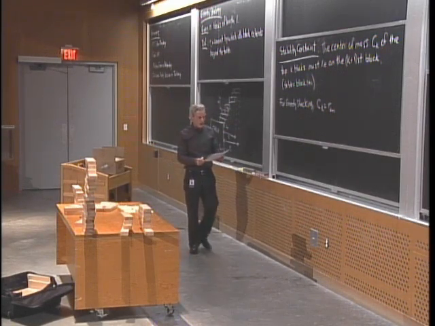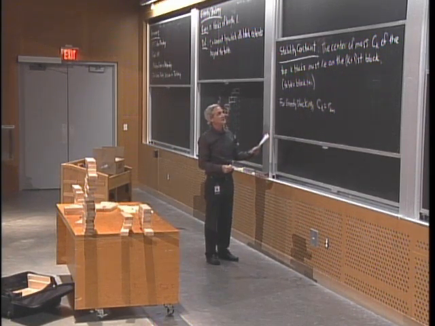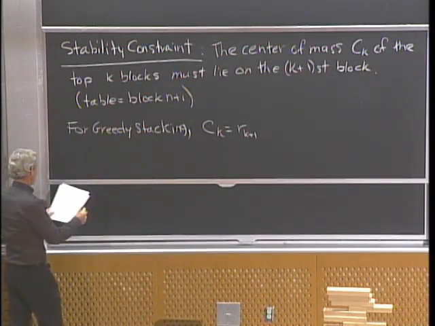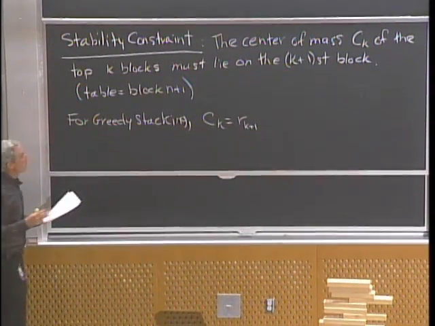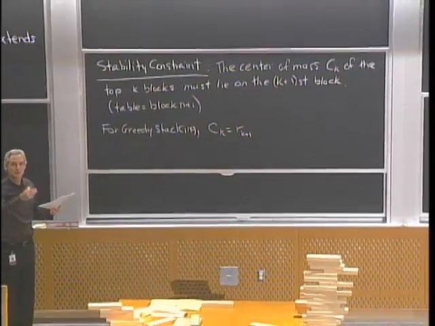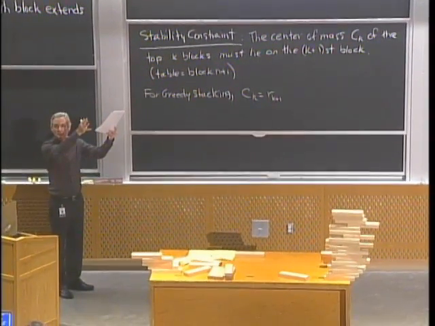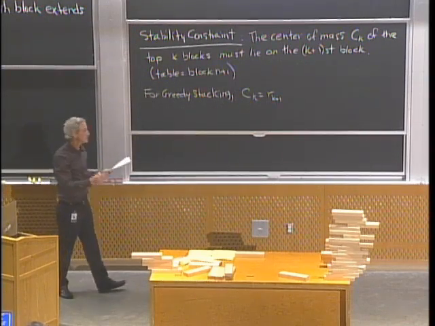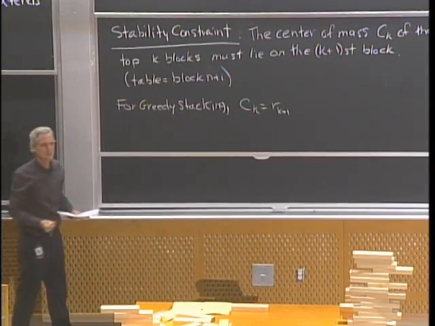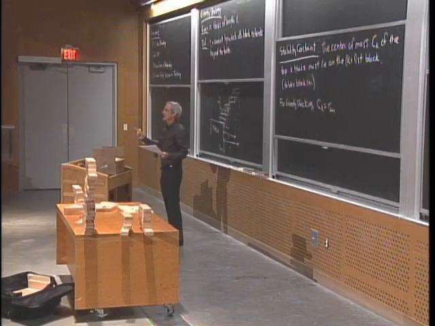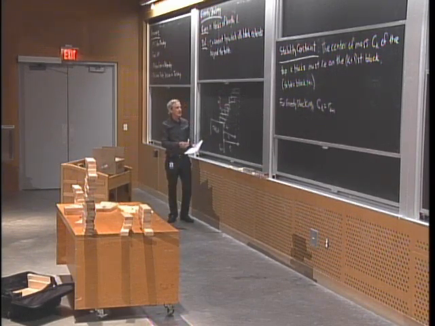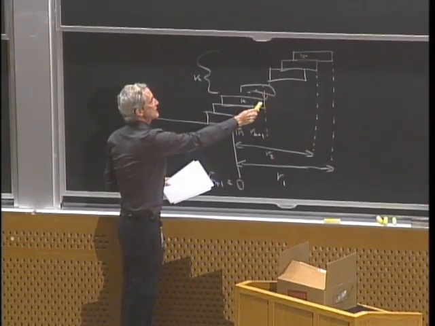OK. All right, so let's figure out where the center of mass of the top K blocks is. You know, a formula for that, a recursive formula. So to do that, we look at the center of mass of the kth block by itself, and then average it in with the center of mass of the top K minus 1 blocks. OK, so we're going to set up a recursion to compute CK. Where is the center of mass of the kth block, just by itself? This guy. Where's its center of mass?